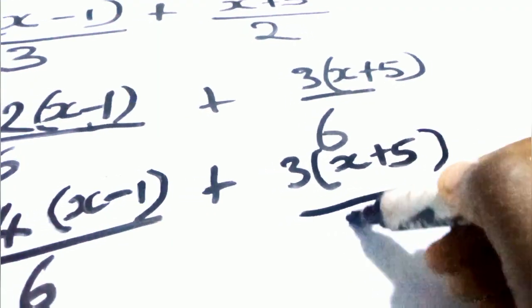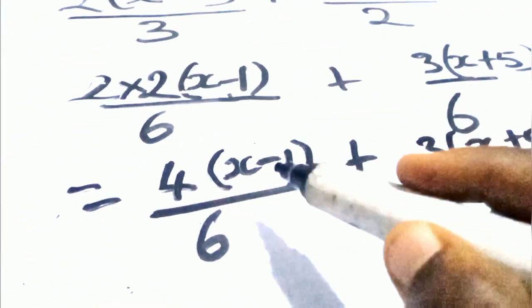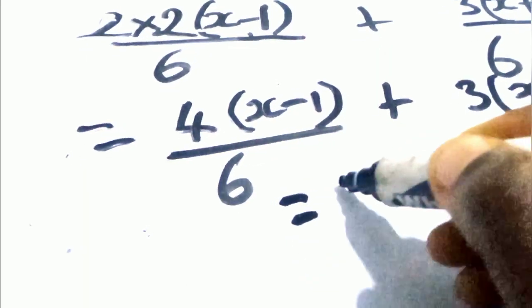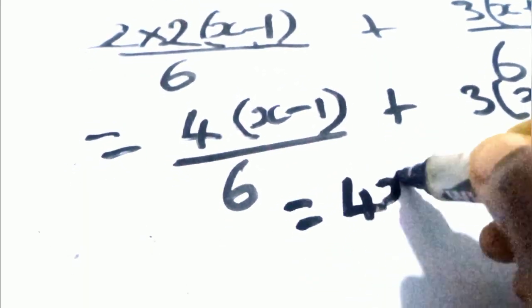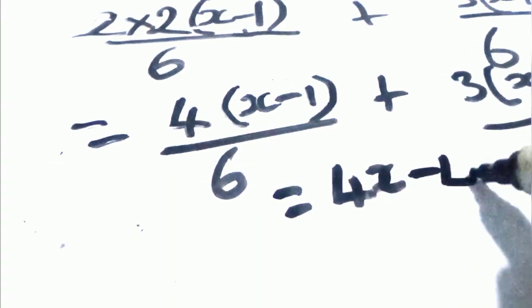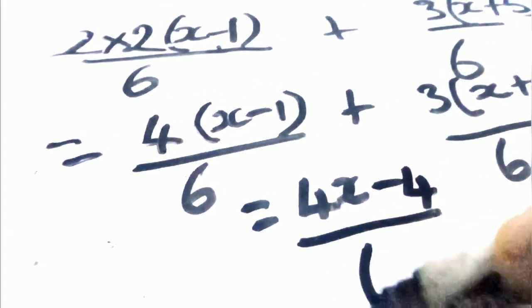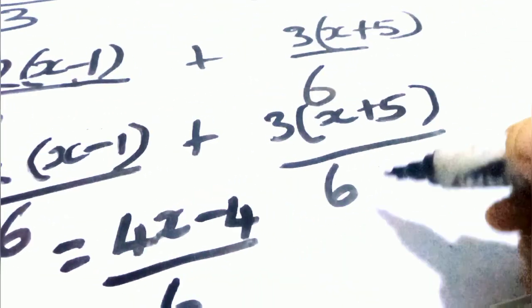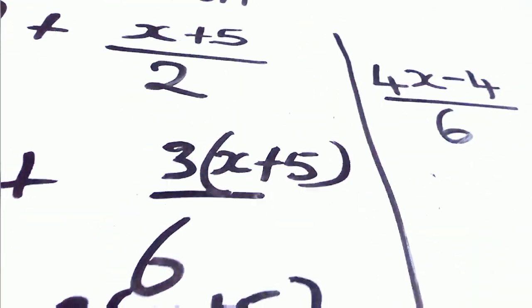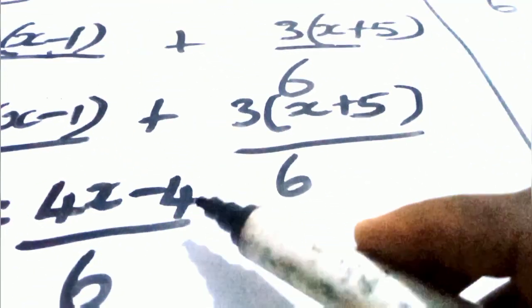all over 6. So we can now open the bracket by expanding it. 4 times x is what? 4x. 4 times minus 1 is minus 4, all over 6. You can see I have transferred our 4x minus 4 over 6.